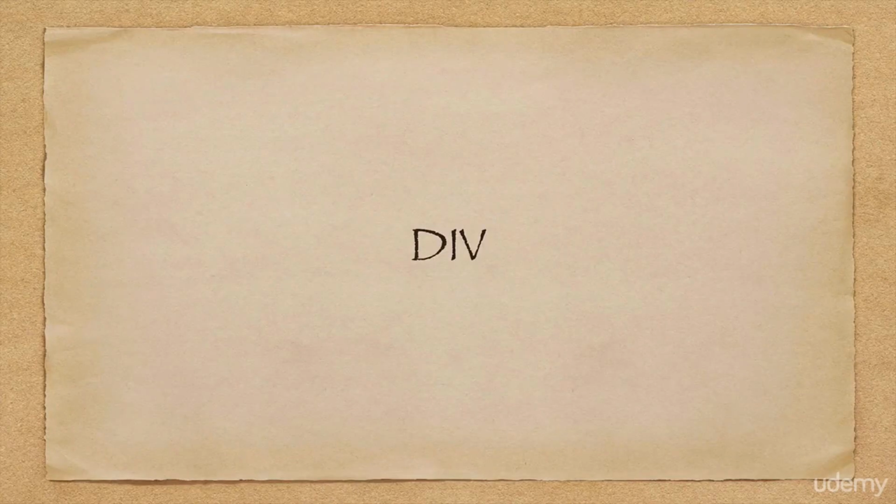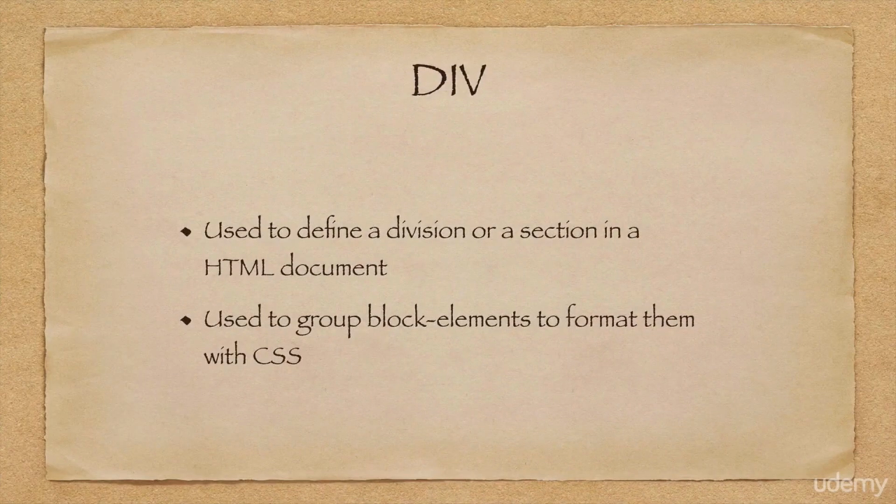So in this lecture we're going to talk about divs. A div is used to define a division or a section in the HTML document. Previously we talked about section. Div has been around a lot longer than section, and it's always been used for defining a division and lots of different sections within the HTML page. It can be used to group block elements to format them with CSS.